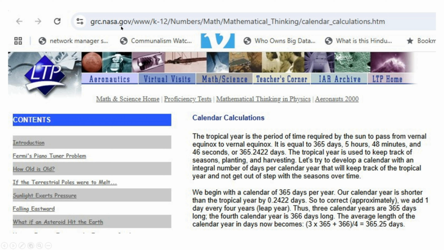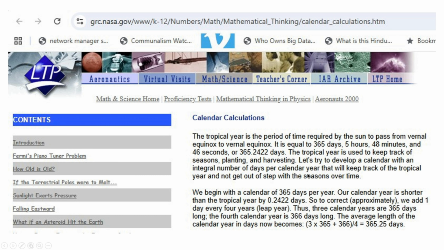So this is a page from NASA, grc.nasa.gov. We are here to see what the value of the tropical year is. The tropical year is the year that is responsible for the seasons. So basically, this is the calendar.